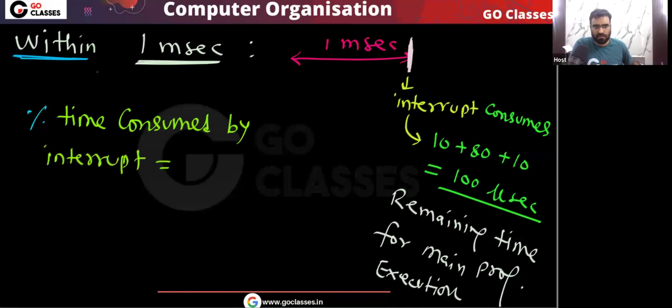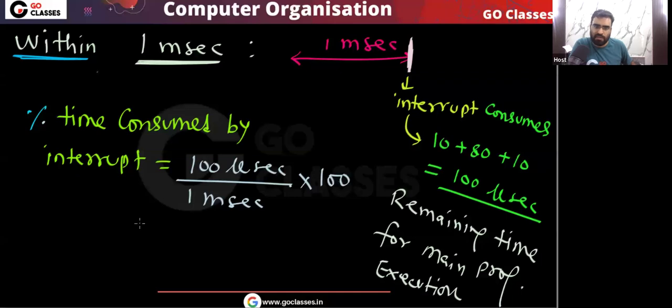Tell me what is the percentage of time consumed by the interrupt? So you can see in 1 millisecond, 100 microseconds is consumed. I want the percentage of time which is consumed by interrupt. Yes or no? So in 1 millisecond, I want the percentage, so multiply by 100. What value will I get? Micro means 10 to the power minus 6. Milli means 10 to the power minus 3.